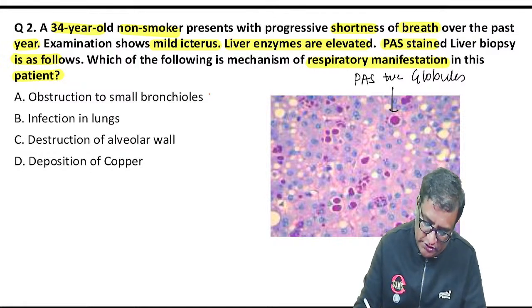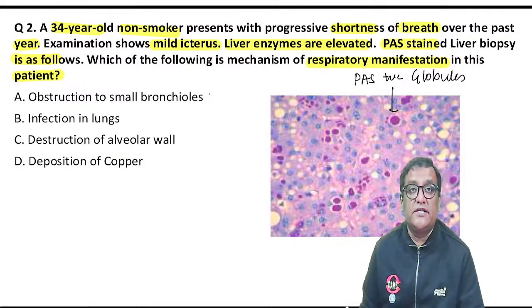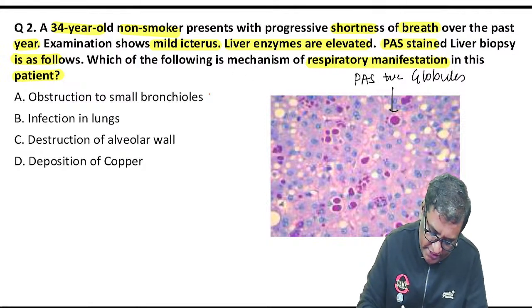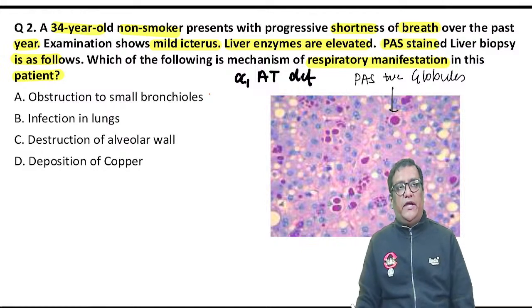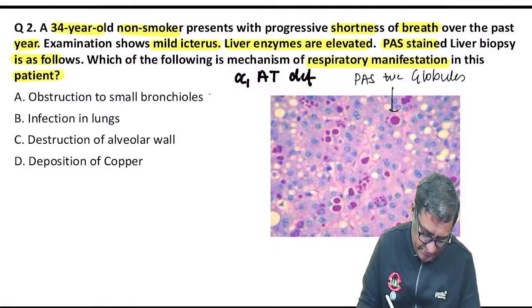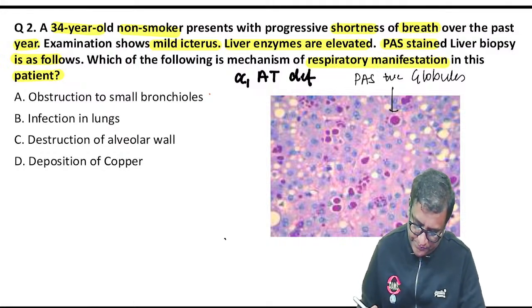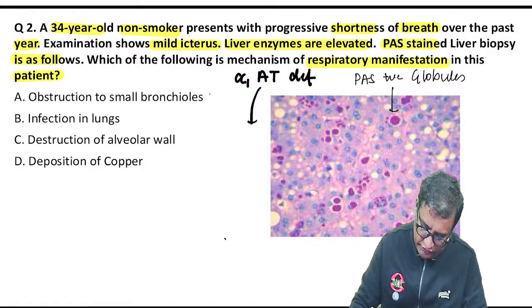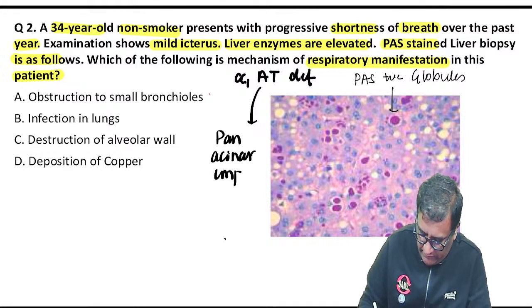And such PAS positive globules, where do you see them? PAS positive globules are very characteristic of alpha 1 antitrypsin deficiency. That is my diagnosis, alpha 1 antitrypsin deficiency. And anybody, what will alpha 1 antitrypsin deficiency have? Alpha 1 antitrypsin deficiency will be associated with which respiratory illness? It will be associated with pan-acinar emphysema. Pan-acinar emphysema. And why is this pan-acinar emphysema happening?